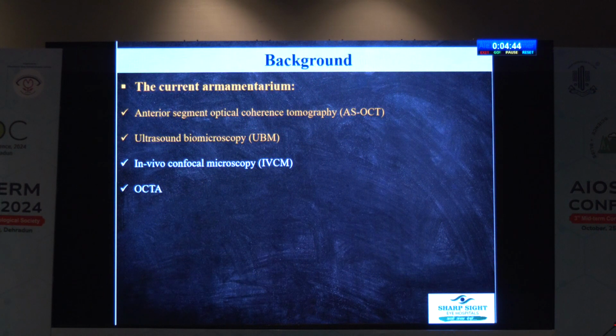In the current armamentarium, there are 4 such investigations. One is the ASOCT, then the ultrasound biomicroscopy. IVCM is not commonly used, and recently OCTA has been used, but there are no characteristic features of OCTA which would help one to diagnose tumors. So this is still in infancy, but I'm sure in times to come this will also be a handy tool.